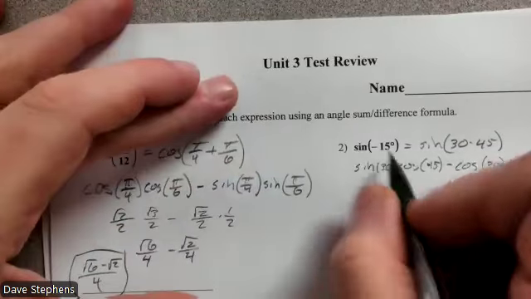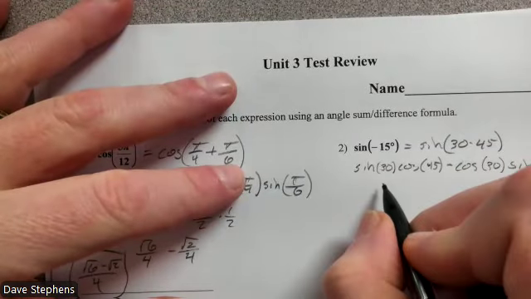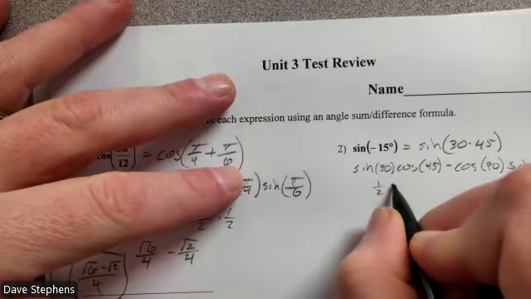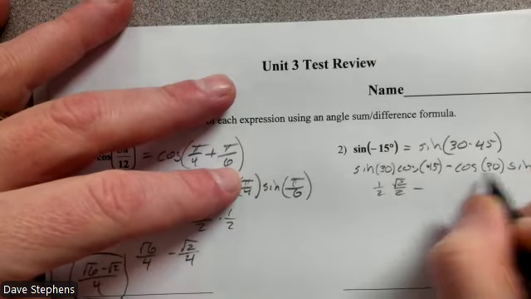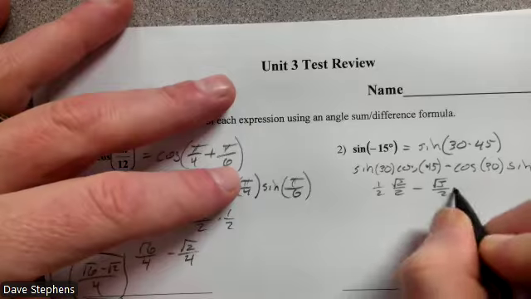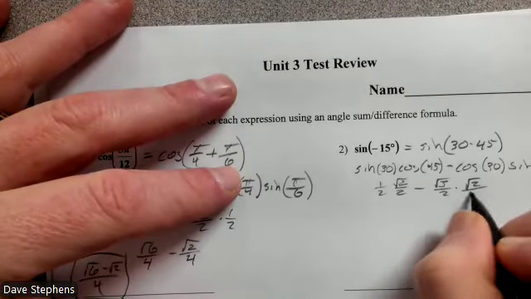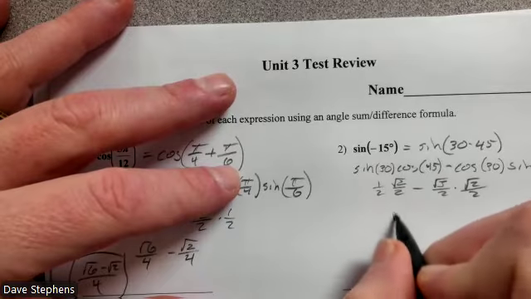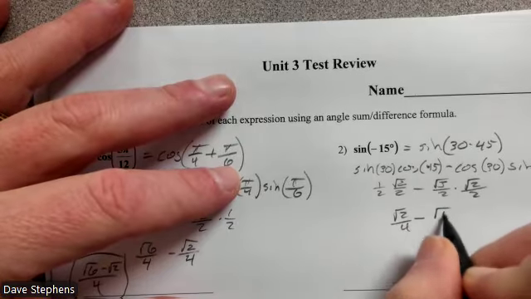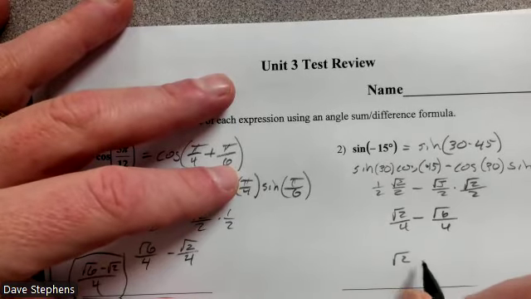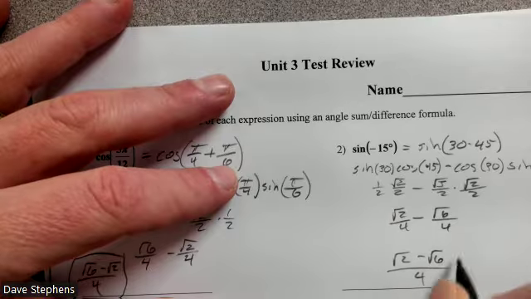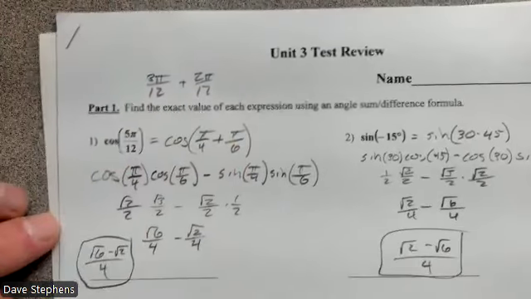Okay, great. So sine of 30 is 1/2, cosine 45 root 2 on 2. Cosine 30 root 3 on 2. Sine of 45 root 2 on 2. Yeah, same story, right? Root 2 over 4 minus root 6 over 4. Final answer, root 2 minus root 6 all on 4.